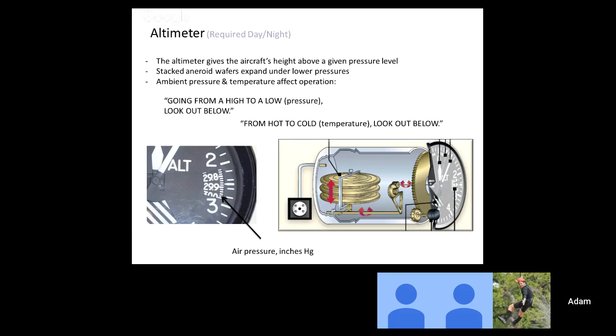And so if I am at, say, Dallas Love Field, which has a field elevation of about 600 feet, if I set their barometric pressure in my Kollsman window, my altimeter should correctly read 600 feet, which is field elevation.